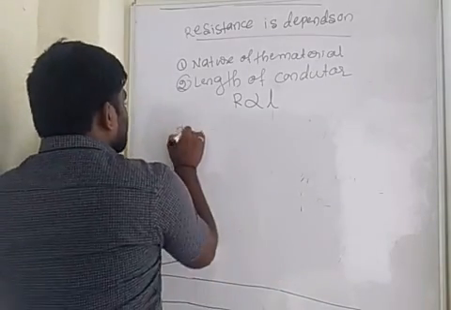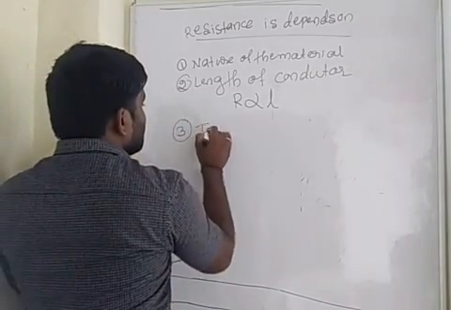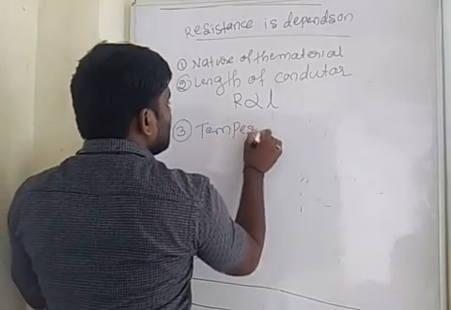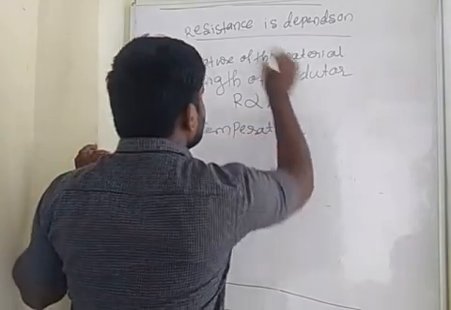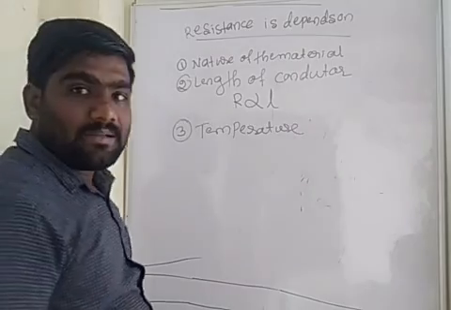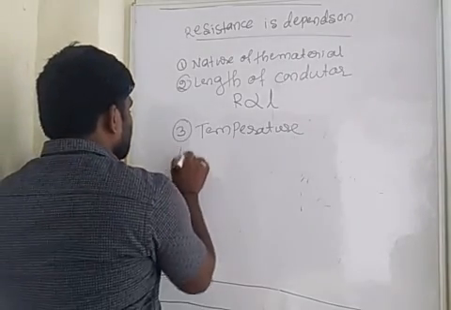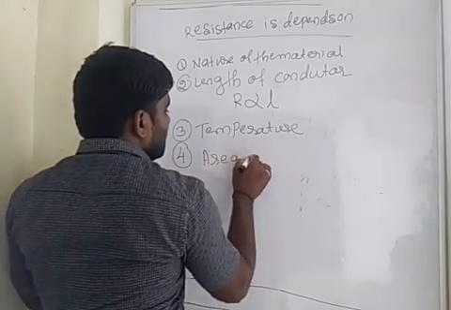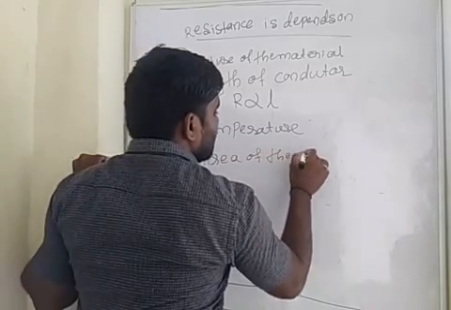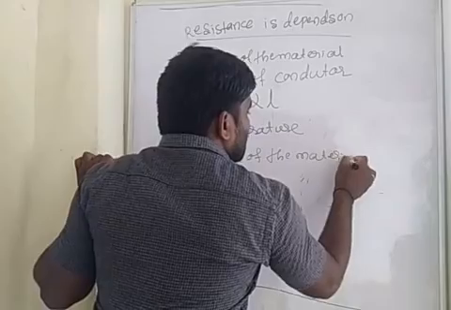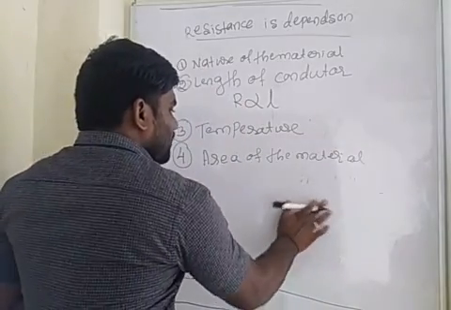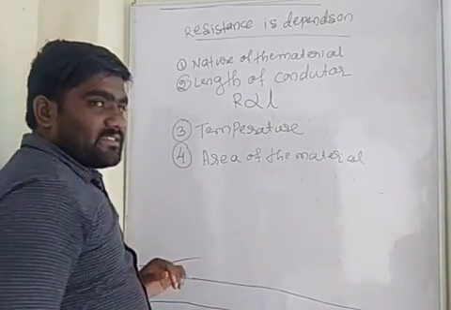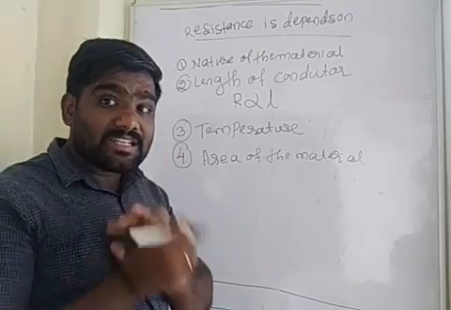Then the third one is temperature. Resistance depends upon the temperature. Then the fourth one will be the area of the material. As the area of the material increases, resistance must decrease.